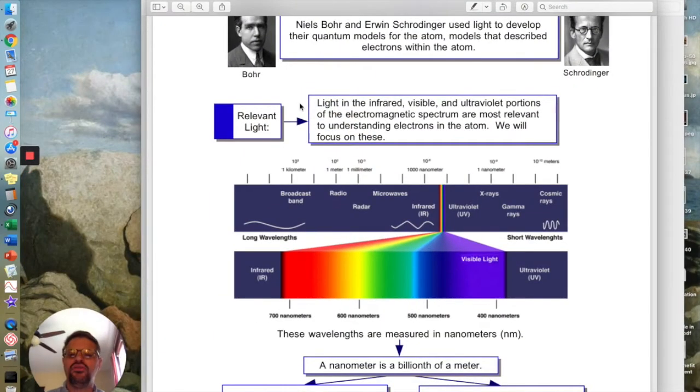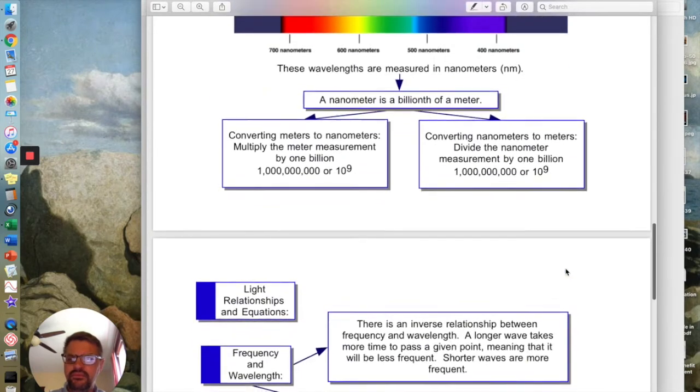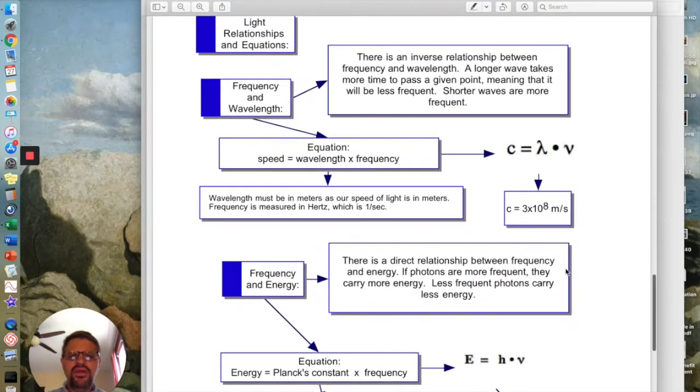Coming back to this for a minute. So these are the relevant wavelengths of light when we analyze the atom: infrared, visible, and ultraviolet. Now, a couple last things here.